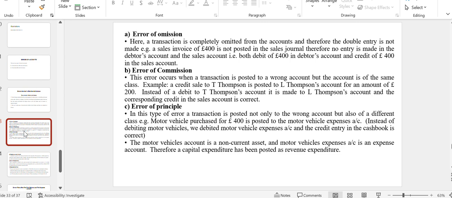If you understand them, you can always provide your own examples, not only cramming what I've provided here. So let us begin with the first one. The first one is called error of omission. Now, this one is very easy.